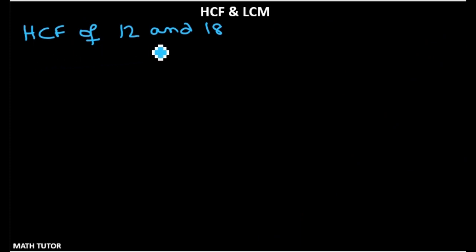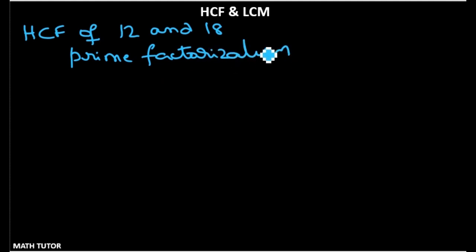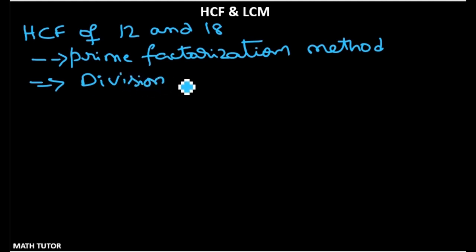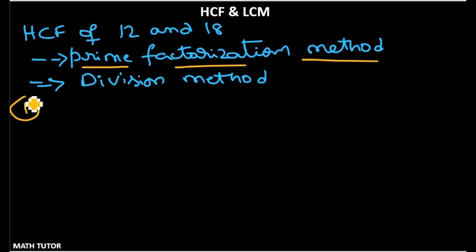Let's find out HCF of 12 and 18. There are two methods. One is prime factorization method. Second one is division method. In prime factorization method, we'll write out the factors of 12 and 18.